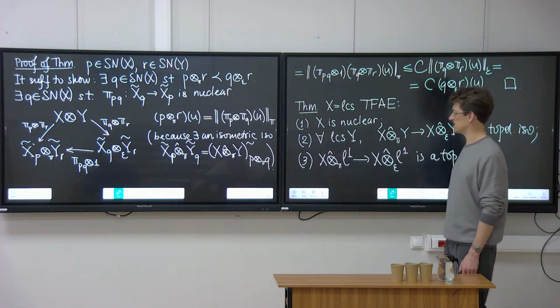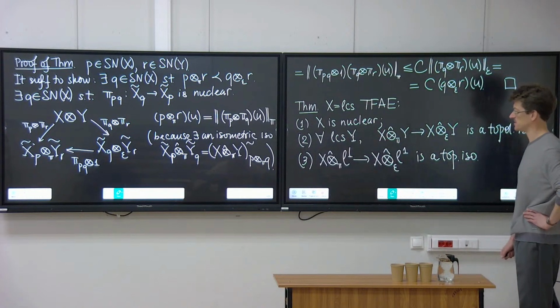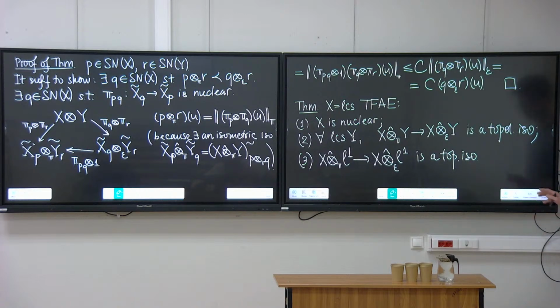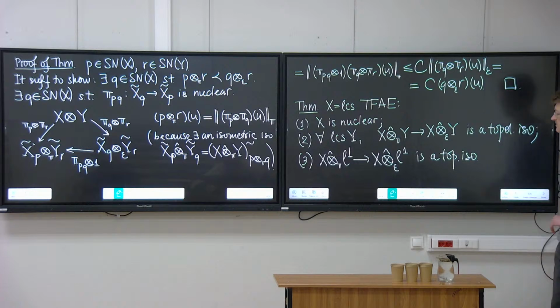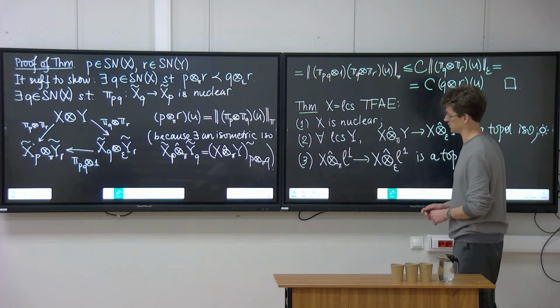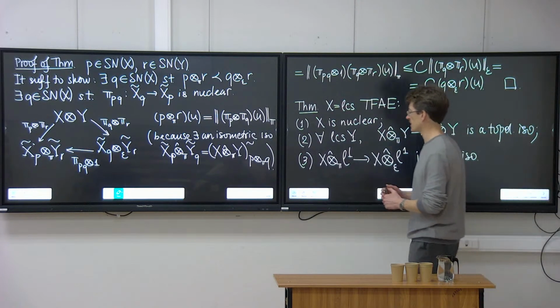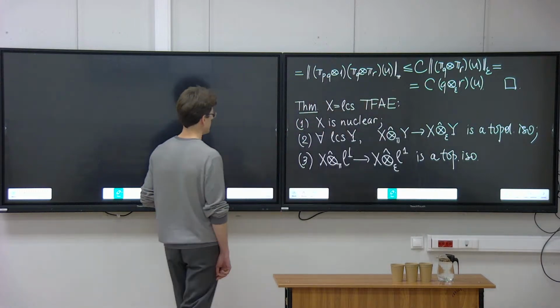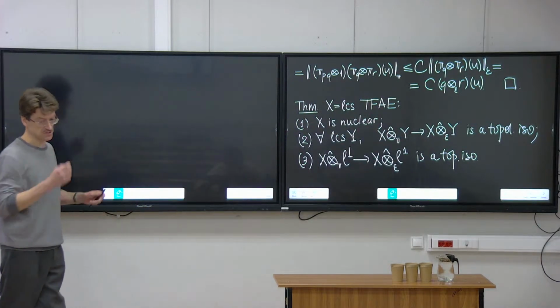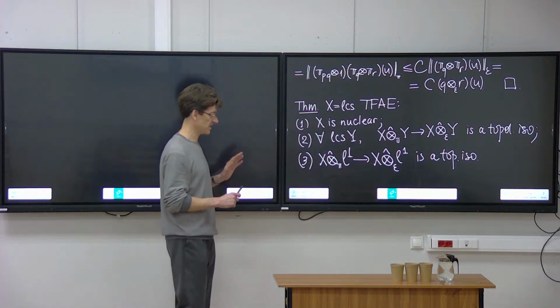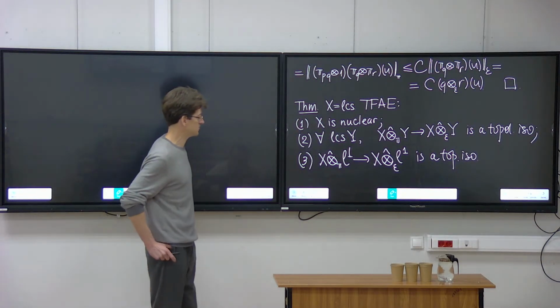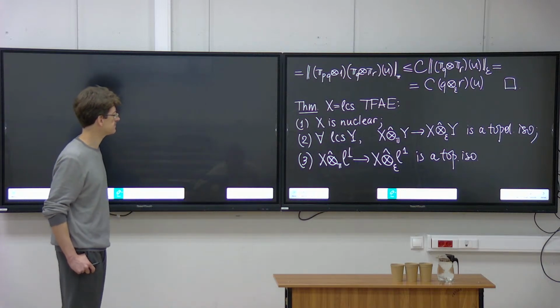Now, this theorem, as well as most results about nuclear spaces, is due to Grothendieck, with some extra remarks due to Pietsch. So, strictly speaking, the theorem is due to Grothendieck and Pietsch. As far as I remember, Grothendieck proved this for Fréchet spaces, and Pietsch observed that the same argument can be modified to show that it works for an arbitrary locally convex space.